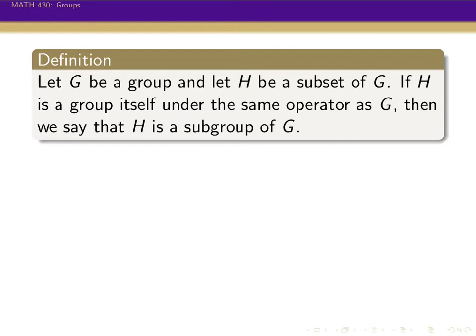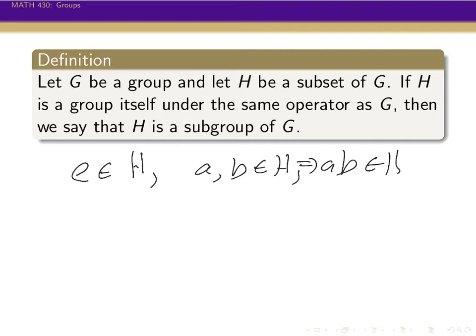So in particular, the identity has to be a member of H. If we have two elements of H, then their product has to be in H. So H has to be closed underneath the operator. And for everything in H, its inverse has to also be in H.